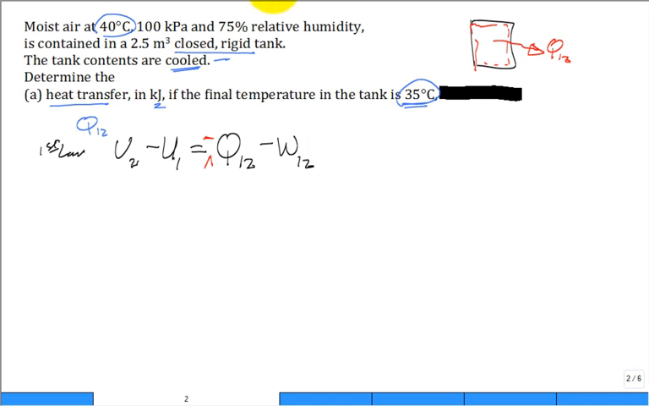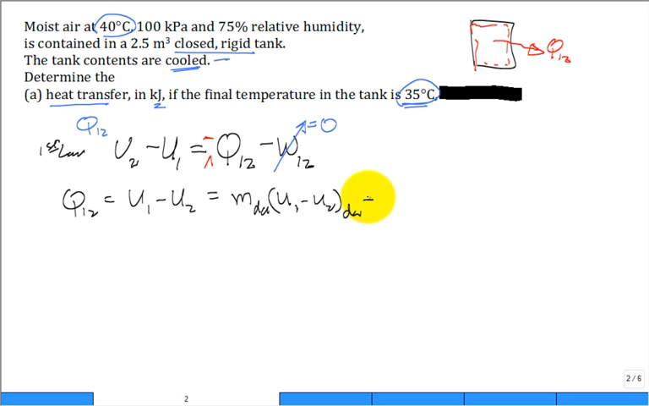And is there any work for this system, or is the work equal to 0? And why? Because it's a rigid tank. There's no boundary work. There's no paddle wheel or electric power or anything. So the Q1 to 2 is U1 minus U2, which would be the mass of the dry air times U1 minus U2 of the dry air plus the mass of the vapor times U1 minus U2 of the vapor. You say to yourself, well, some of that vapor could condense, and then I would have to modify it. It would be in liquid form.